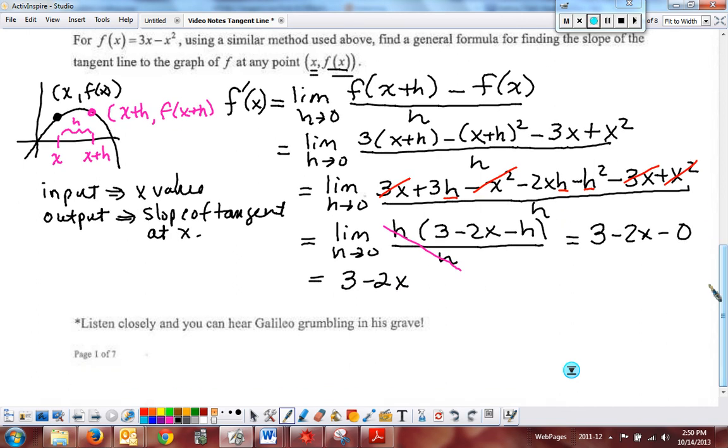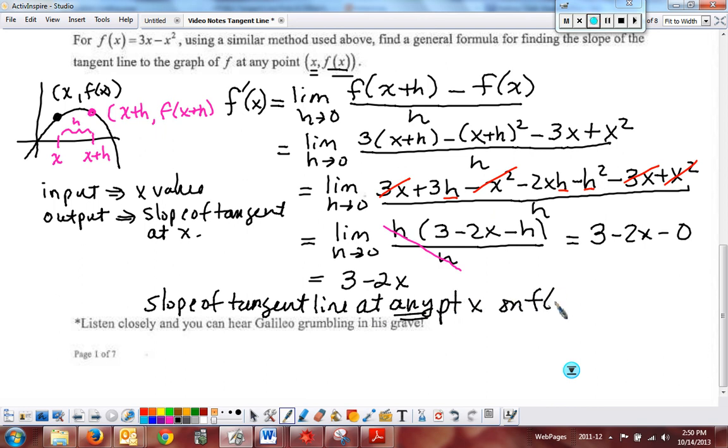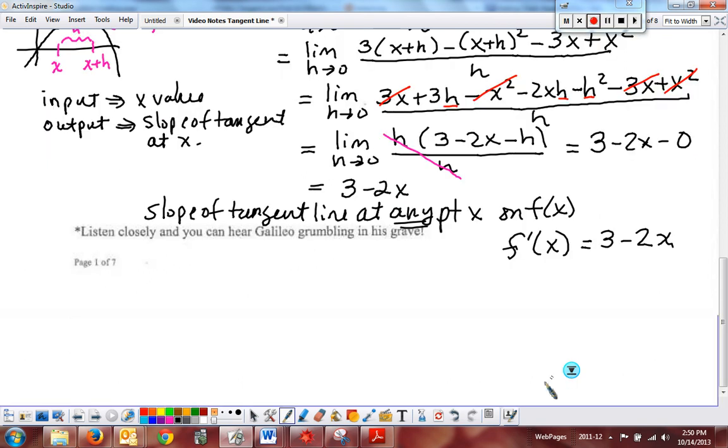So what we've come up with now is a formula for our derivative, the slope of the tangent line at, and I'm going to underline the word any point x on the function f of x, which in our notation, f prime of x is going to be 3 minus 2x. Okay? And that kind of gives us our idea. That is a general formula. Now, if I wanted to calculate some of these slopes, I can use the formula. I don't have to redo it every time.